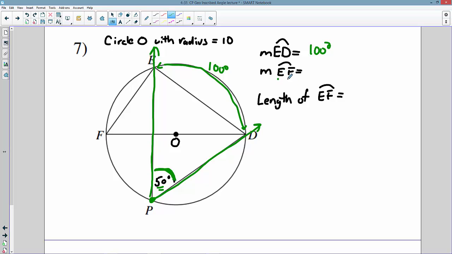But they want to know what EF is also, EF. Now that's very strange because there's no angle, well there is an angle associated with it actually. That angle is right here, but I don't really know that angle. That's an inscribed angle, and that intercepts the red arc. If you were to follow these rays out this way, it would hit it.